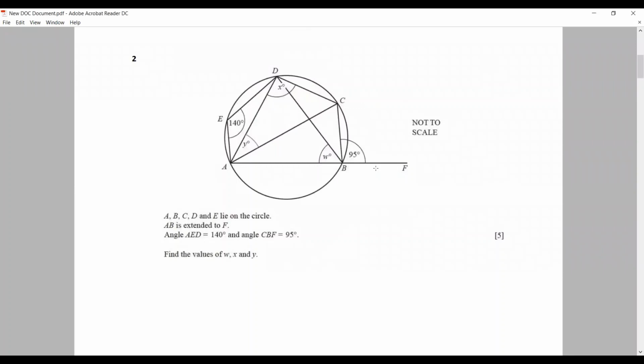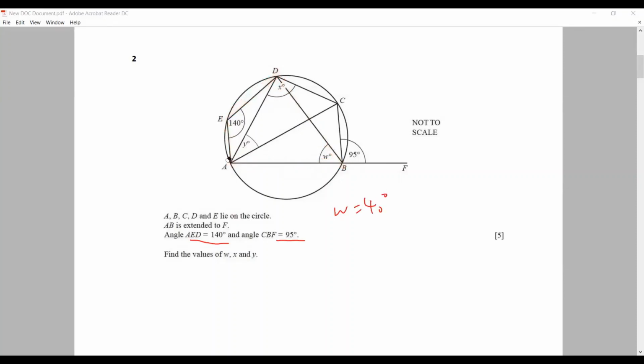Question number 2, we have A, B, C, D, and E lie on the circle. Okay, they're concyclic points. So this is 140. Okay, CBF is 95. And we're asked to find X, W, and Y. You can find W right away just by looking at this cyclic quadrilateral. So W and 140 must add up to 180. W is 40 right away, 40 degrees.